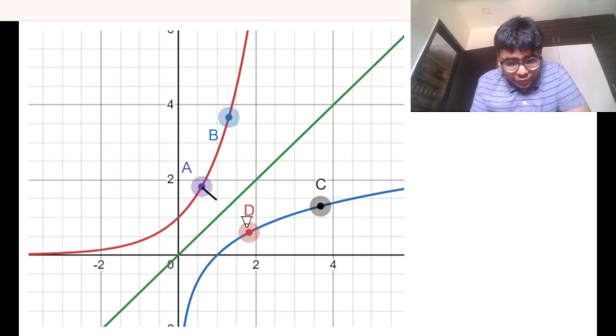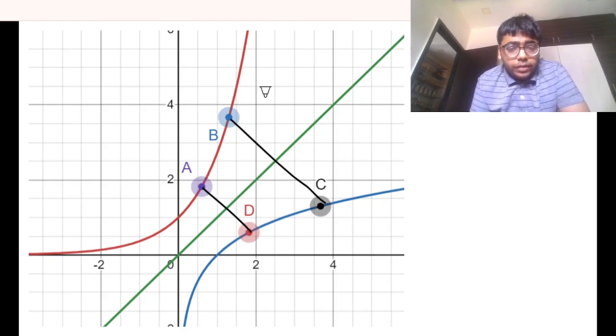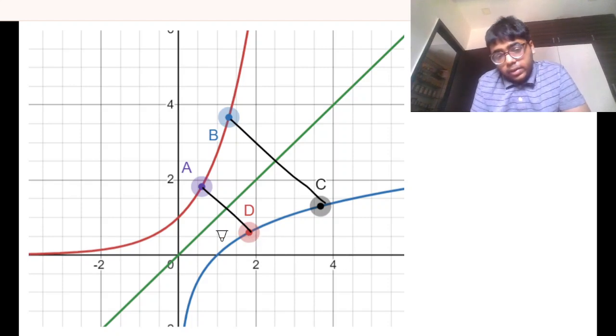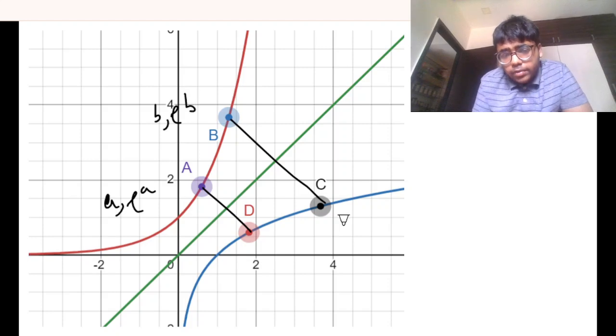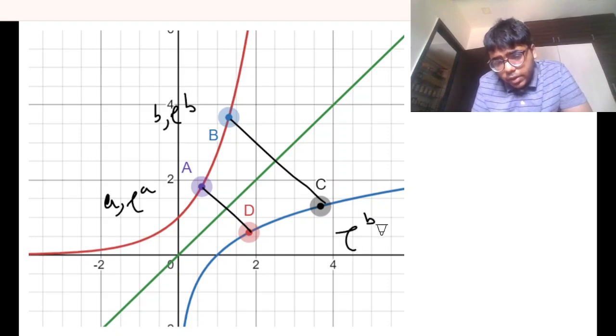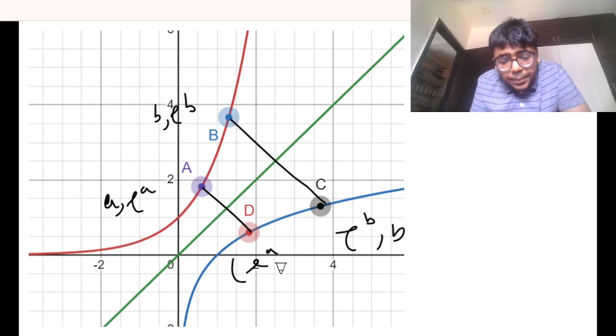To go about it, we will take points A and B on e^x and C and D on ln x, and we will get C and D by reflecting A about y equals x and B about y equals x. That's how I am going to get those points. So I will take A as an arbitrary point (a, e^a), and I will take B as (b, e^b). As I am reflecting about y equals x, C is (e^b, b), and D is (e^a, a). Right? These are the facts of this matter.